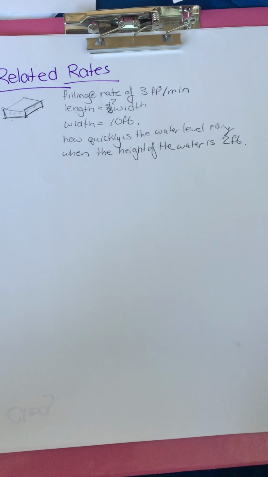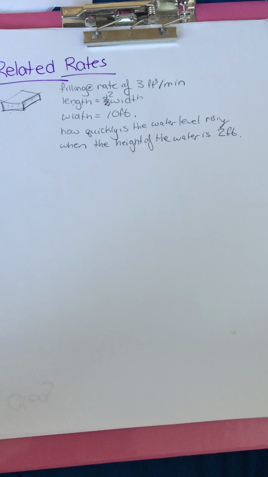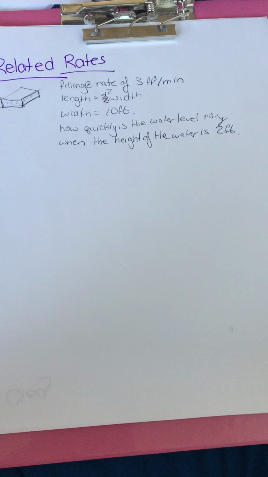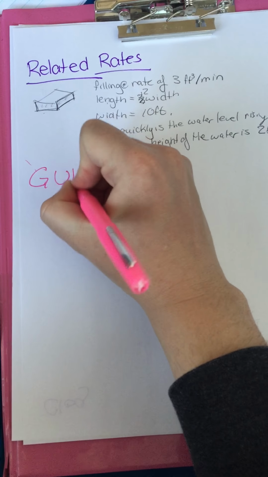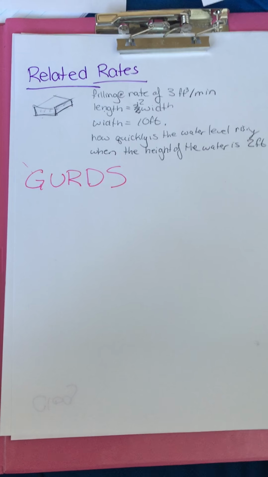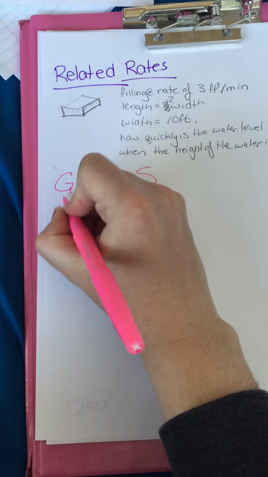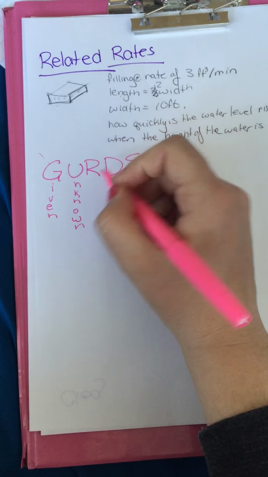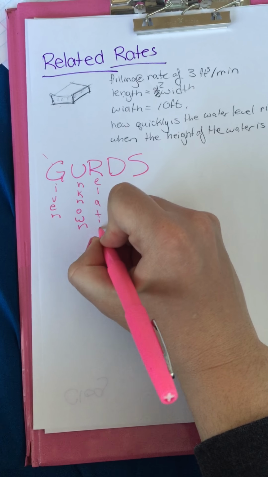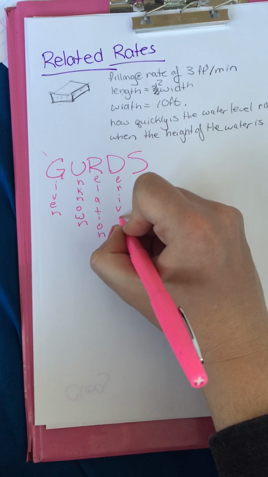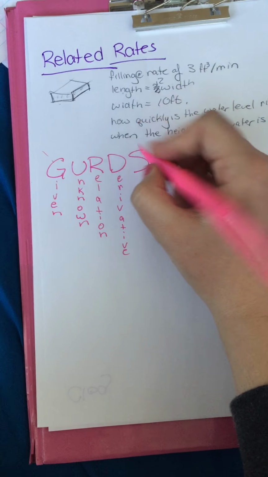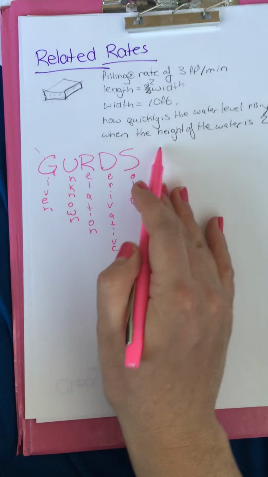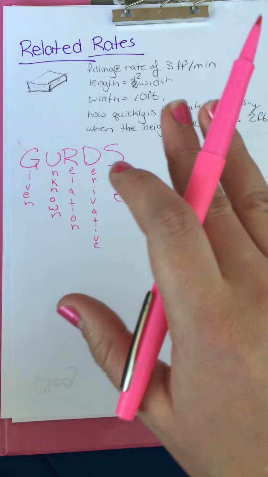So I'm going to teach you something today that my high school teacher taught me, and that I'm now teaching to you. So if you ever run into a man named Greg Gazzola, or if you're watching this, thanks so much. So I'm going to teach you GURDS. Yep, GURDS. So what this stands for is given, unknown, relation, derivative, and substitution, or I like to say solve. So with these 5 steps, we're going to be able to solve any related rates question.